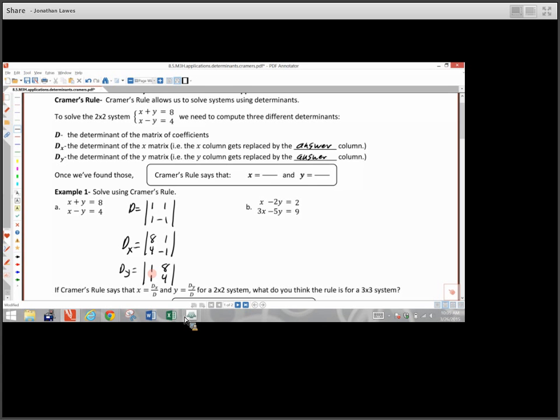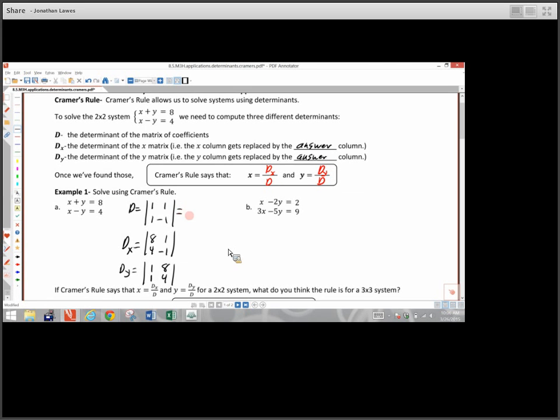Now here's the awesome part. This is what Cramer's rule says. Cramer's rule says that the x that we're looking for is the determinant of the x matrix divided by the determinant of the matrix of coefficients, and guess what y is? D sub y over D. So all I need to do is compute those 3 determinants and then make a little division problem for each one of them. So let's go ahead and compute this.